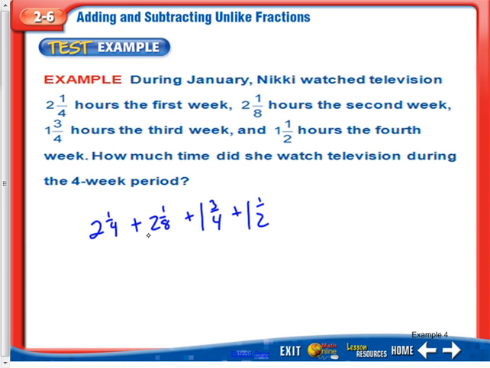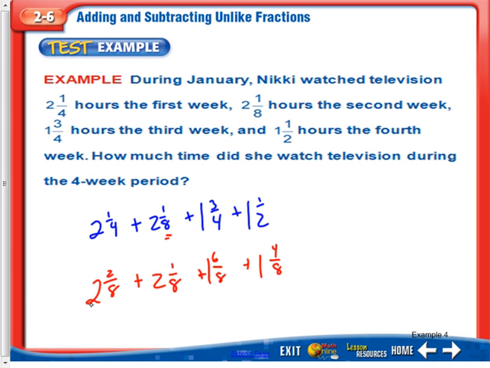Looking here, we have a 4, 8, 4, and 2 in the denominator. So let's go ahead and make all of them a denominator of 8 so they work well. So let's go ahead and do 2 and 2/8 plus 2 and 1/8 plus 1 and 6/8 plus 1 and 4/8.